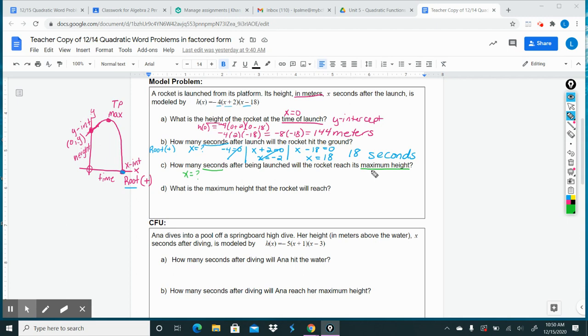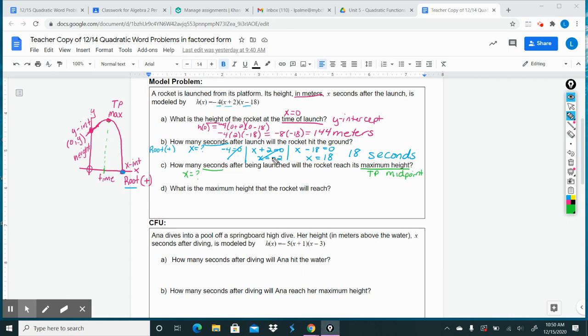So remember, maximum height refers to our turning point. So we are trying to find the x value of our turning point. And if you remember from previous lessons, the turning point for the x value is our midpoint. So we need to find the middle point of the x values of our roots here, which would give us our turning point x value.